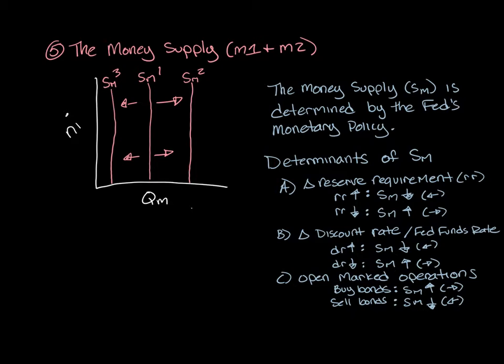So the discount rate is the rate that the Fed charges banks when banks borrow money from the Fed, whereas the federal funds rate is the rate that banks charge each other to borrow money. And both of these have essentially the same impact on the economy. The difference being that the Federal Reserve has a direct control over the discount rate.